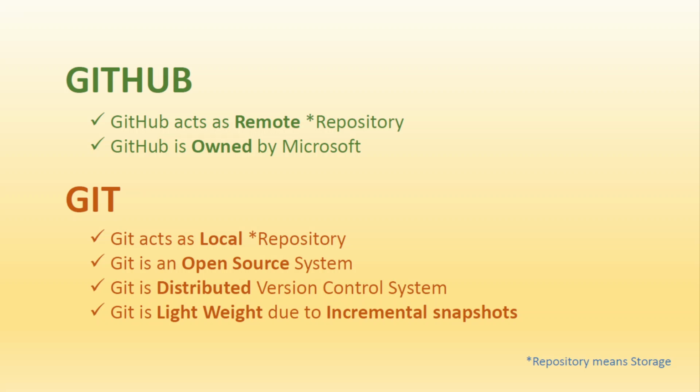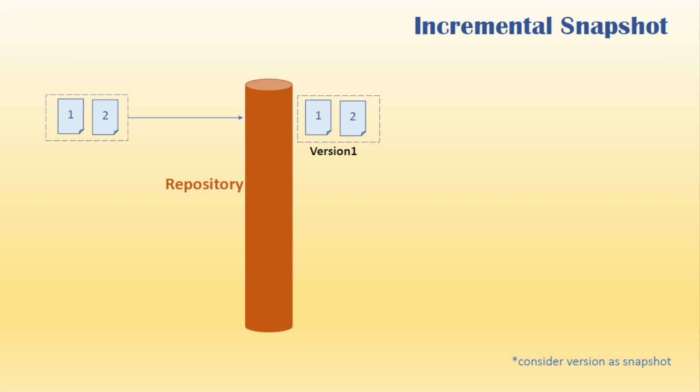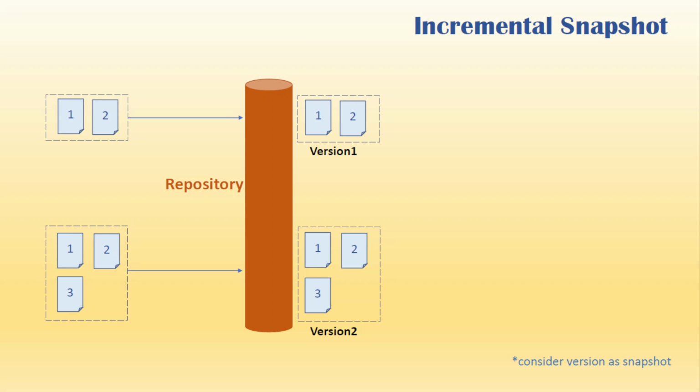The next point is Git is lightweight due to incremental snapshots. Let's understand why it is lightweight due to incremental snapshots. So what is an incremental snapshot? This we have recently seen: you have worked on 2 files, you are storing it as version 1. You have worked on a 3rd file, then you are storing all three files as version 2. Now every time you are changing, you are storing the entire project, which will consume lots of your storage.